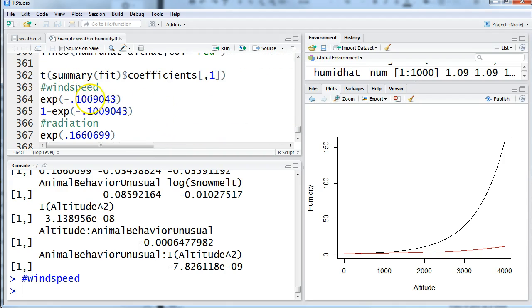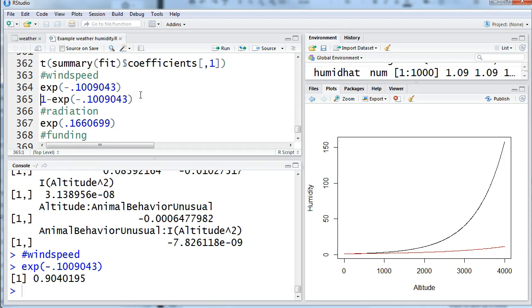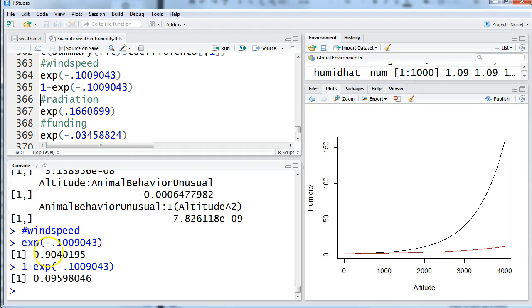Wind speed, there's the coefficient. So if I take e to the wind speed, I'm multiplying my response by 0.9. How much does that change the response? Well, if you times something by 90%, that's basically a 10% drop. So it's 0.09, so a 9.5% drop in the response.